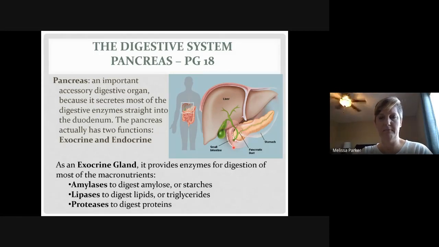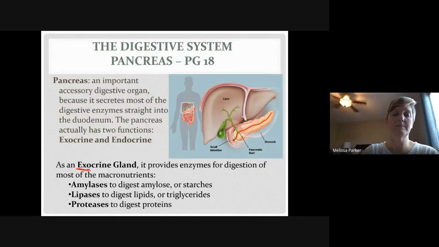So bile helps to break down fat, but the pancreas secretes different enzymes that help with lots of different macronutrients. So we talked a little bit about exocrine glands a long time ago. Anytime I hear the word exo, I think of exit, meaning it has to exit through a tube or an opening somewhere, or a duct. So this little tube right here, this is the pancreatic duct. So it's an exocrine gland. The pancreas is actually endocrine and exocrine, but today we're talking about the exocrine functions.